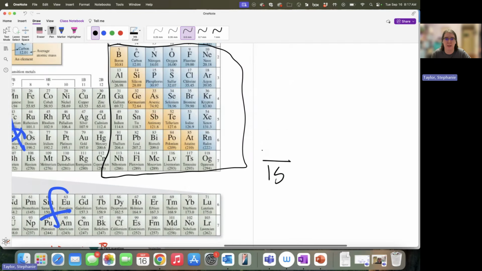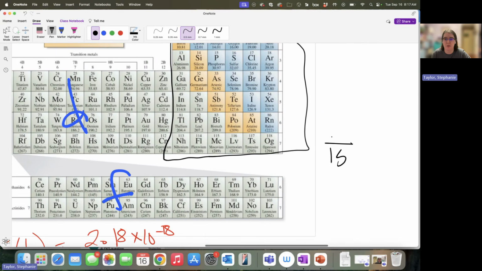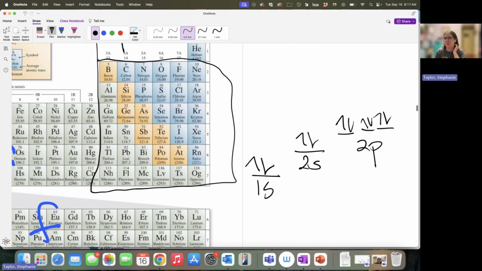So 1s, and you might notice there's only hydrogen and helium at the very tippy top. So there's only 2 electrons that go in the 1s. There's only 2 electrons that ever go in S, and that is because of quantum numbers. And then when we hit 2p, there's 6 electrons that belong there, again, because you've got 3 orbitals for 3 values of M sub L.